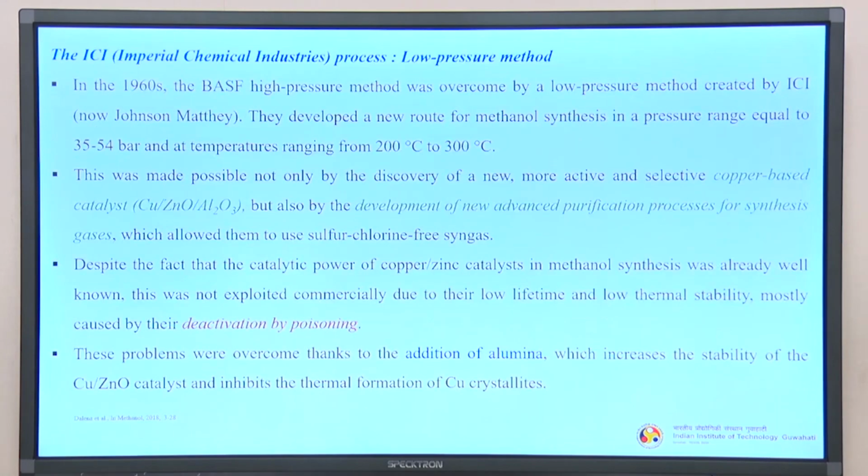So, the next is the Imperial Chemical Industries process, which is a low pressure method. Now, in the 1960s, the BASF high pressure method was overcome by a low pressure method created by ICI. Now it is ICI, now it is Johnson Matthey. So, they developed a new route for methanol synthesis in a pressure range of 35 to 54 bar, much lower than that of the BASF method, and a temperature ranging from 200 to 300 degree centigrade, again a lower temperature range than that of the BASF.